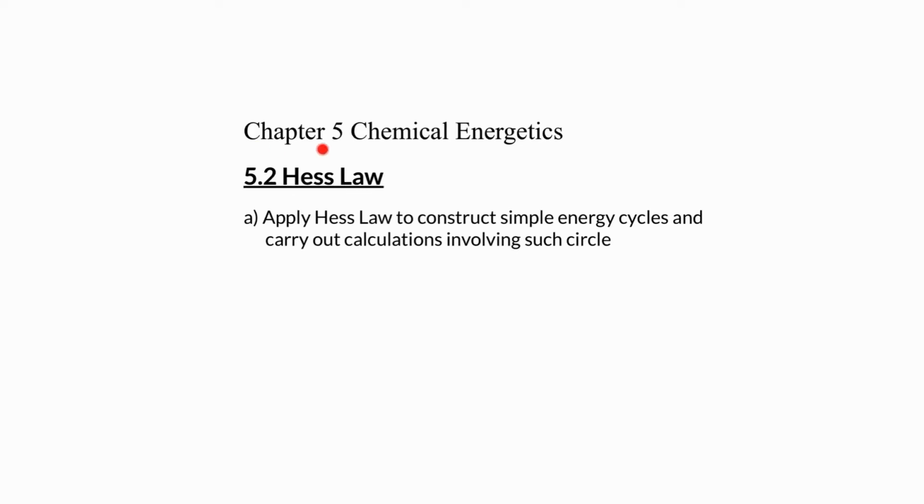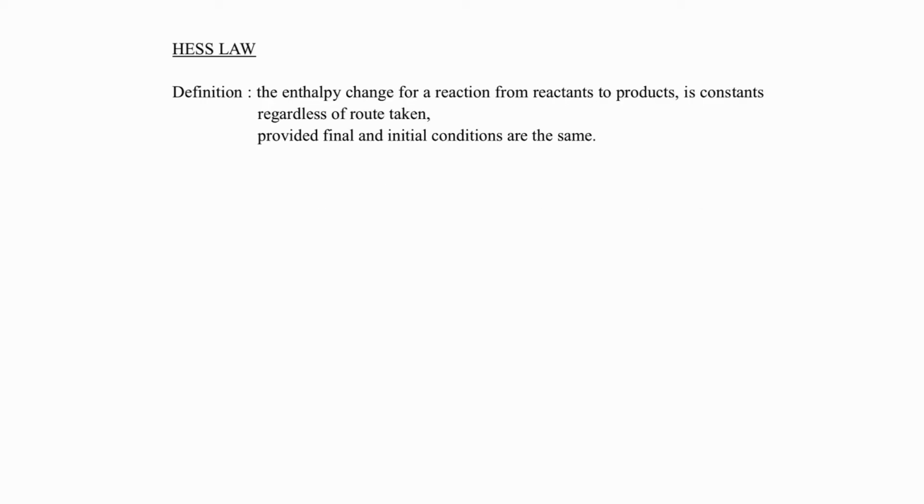Today we will go into Chapter 5, Chemical Energetics for AS. We will apply Hess's law to construct a simple energy cycle and carry out calculations involving such a cycle. First of all, let's go into the definition of Hess's law. Hess's law states that the enthalpy change for a reaction is constant, regardless of the route taken, provided the final and initial conditions are the same.